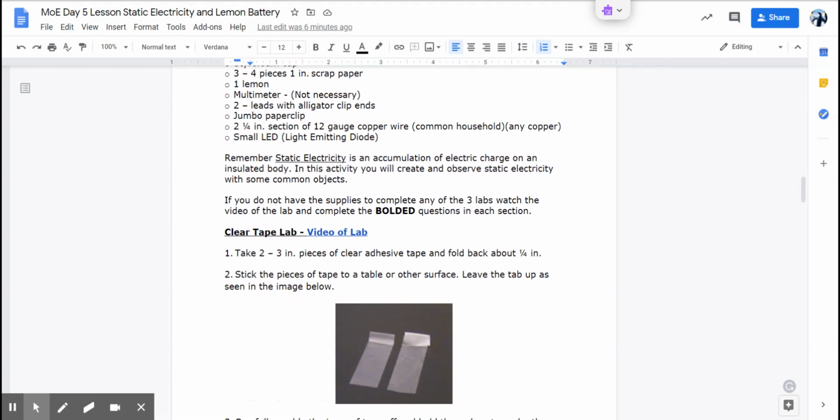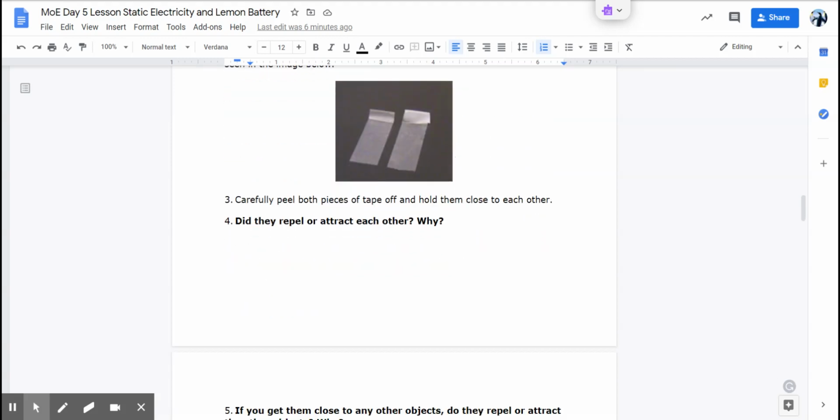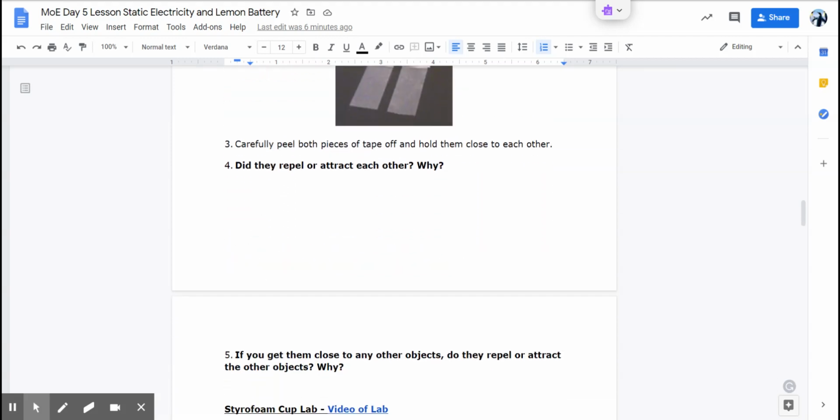So first lab is a video, it's a clear tape lab. Right here in the blue part is the actual lab. So it's us talking through the lab. Watch that and go right ahead. Or if you're doing the lab, just follow the steps. Once you get to the bolded questions, you will read the question, answer the question. Same thing with the video. In the video, once we get to that part, you're going to have to stop the video, answer the question, and then start the video up again.